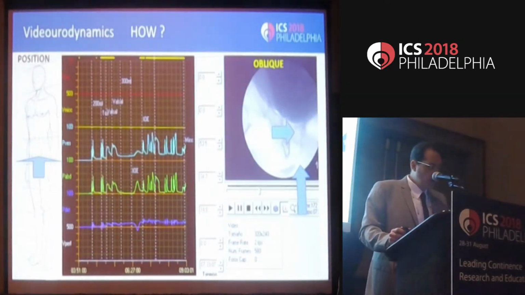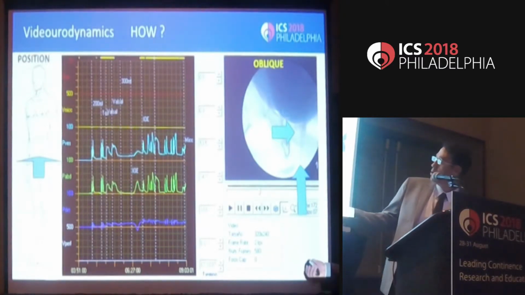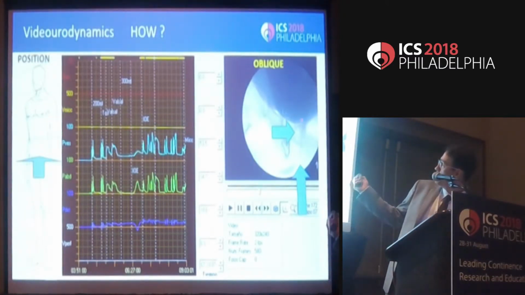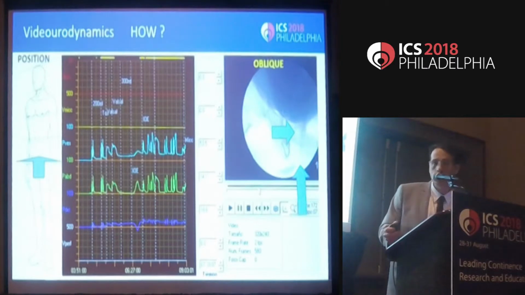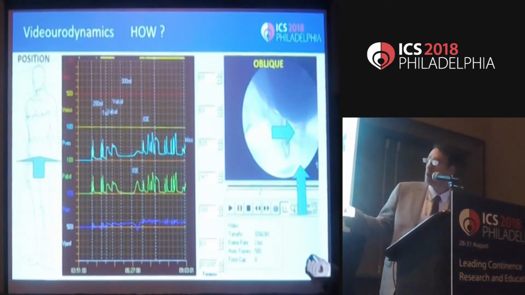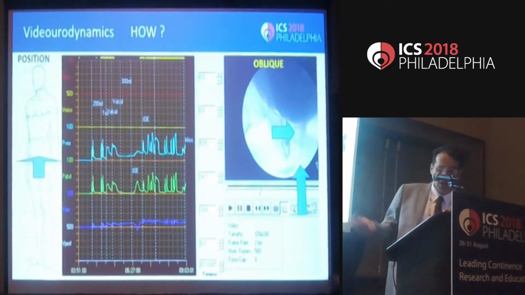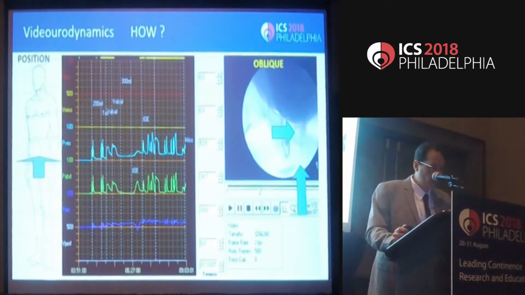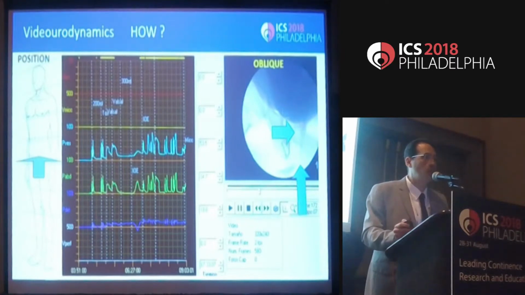I prefer the oblique position in these patients so that you can see the bladder neck. So I get the image of the leakage, and sometimes I get images of the ureters as well. So I prefer the oblique position if it's possible. I may say that sometimes moving patients with these mobility problems is not so easy, and you have to do your best.